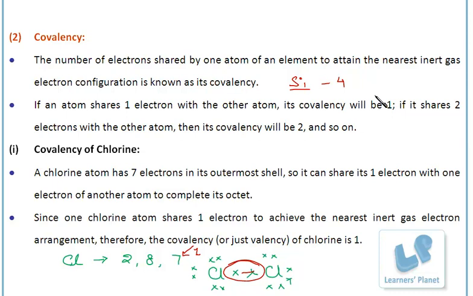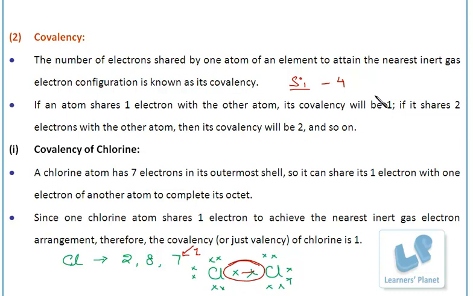In case of metals, valency is equal to the number of electrons in the valence shell. In case of non-metals, valency is equal to 8 minus the number of electrons in the valence shell. Now, valency is of two types, the electrovalency and the covalency. Electrovalency is the number of electrons an atom is losing or gaining. Covalency is the number of electrons an atom is sharing in order to attain the noble gas configuration.